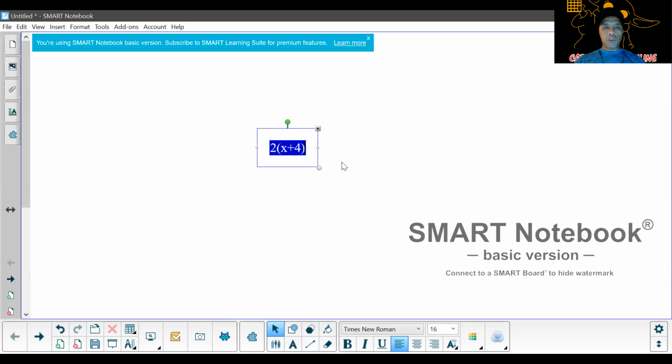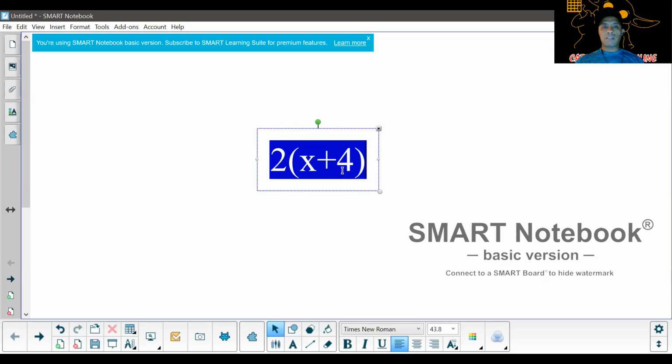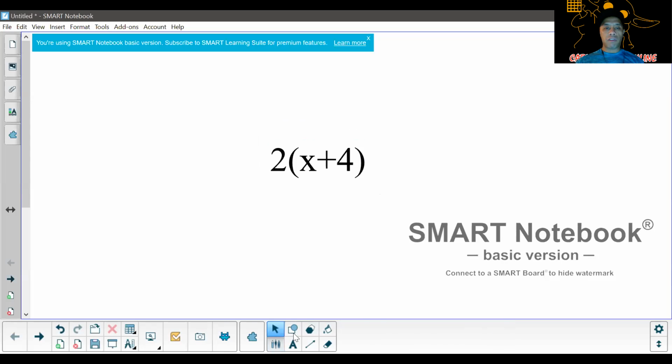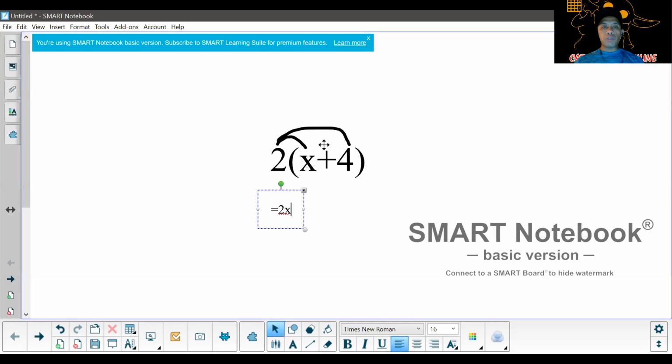So remember that when you have a number inside of a set of brackets, what you can do here is to perform the distributive property, where you need to distribute the 2 to the x, and the 2 to the 4. Now remember that when you distribute a number to terms inside of a bracket, what you're really doing there is multiplication. So when I multiply the 2 to the x, that's going to give me 2x, and then when I multiply the 2 to the 4, that's going to give me 8.